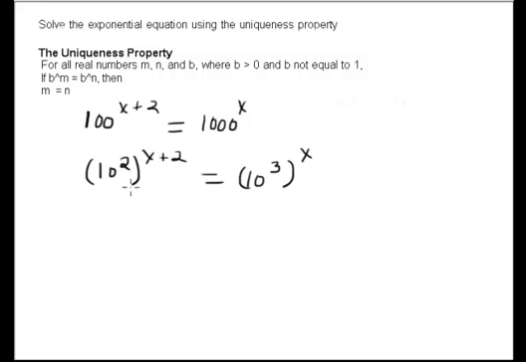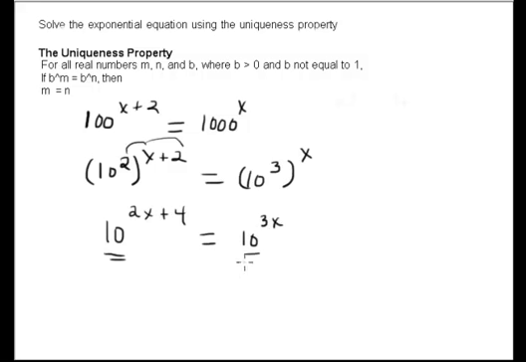Now I have to apply my exponential properties. I'm going to raise a power to a power, which means I multiply. So on the left, I'm going to multiply that 2 to the x and the plus 2, and I get 10 to the 2x plus 4 on the left. And this is equal to 10 to the 3x.